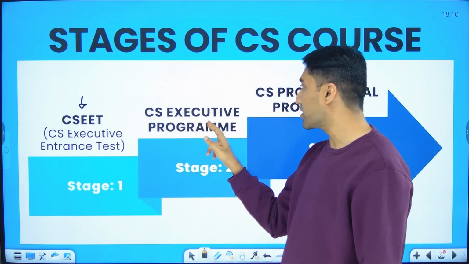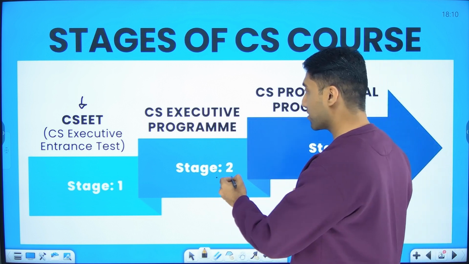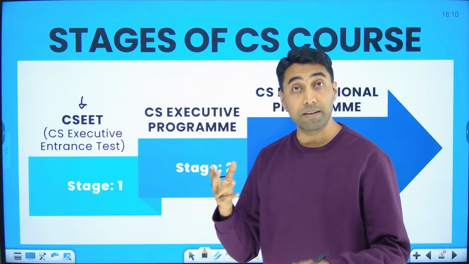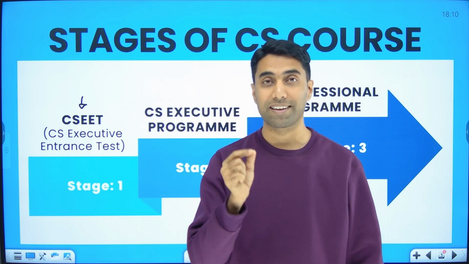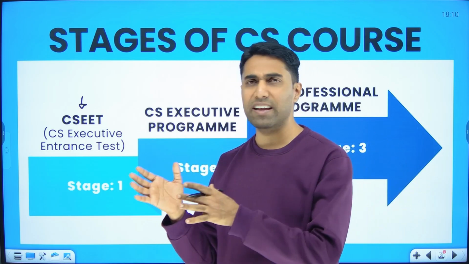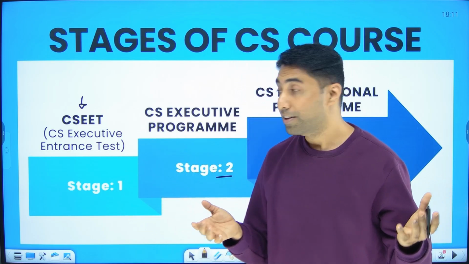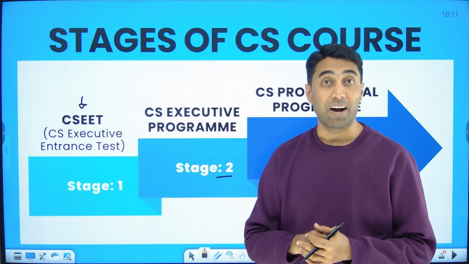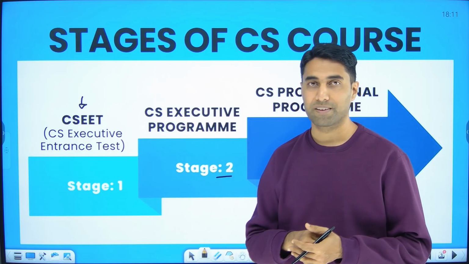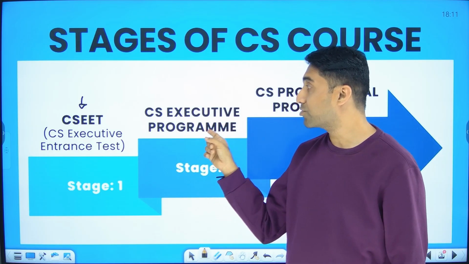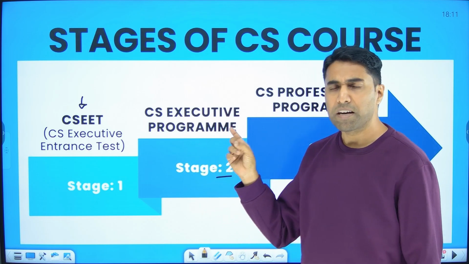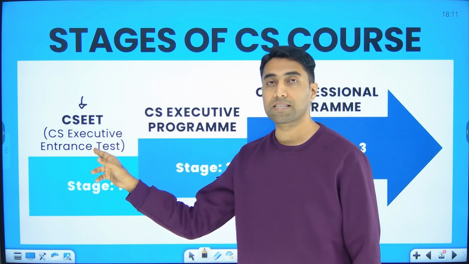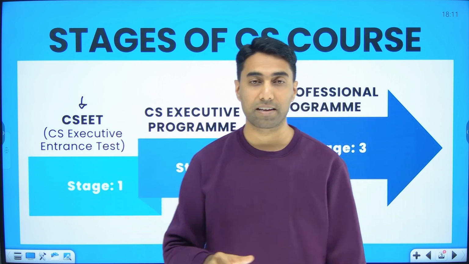The second stage we call the executive program. This is stage number 2, and usually for executive program there are 2 entry routes. That means you can come directly after your degree, after BCom or BBA or even any other degree. Even after a science degree you can enter this program. After an arts degree you can enter this program. After LLB you can enter this program, directly to CS executive program. This is the second level. But if you want to start at a very early age, after 10th, after 12th, then you have to take the CS entrance test, CSEET, which is the entrance test.